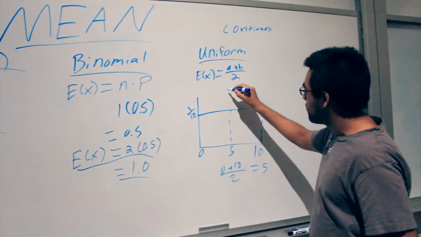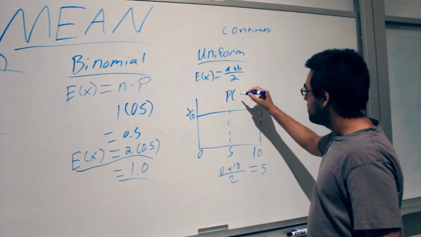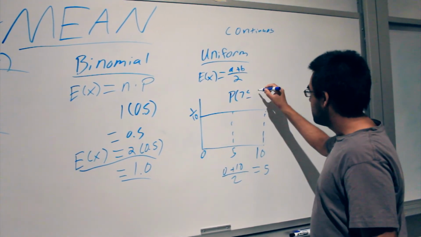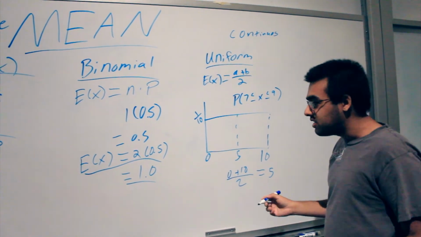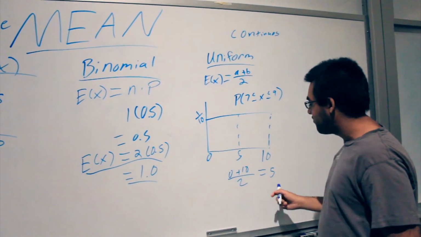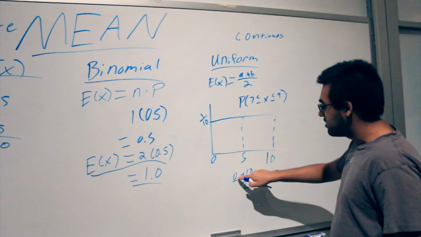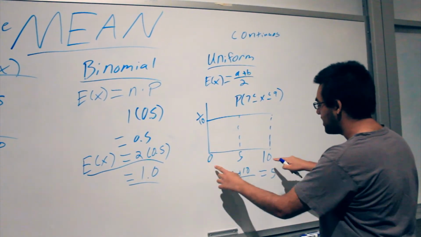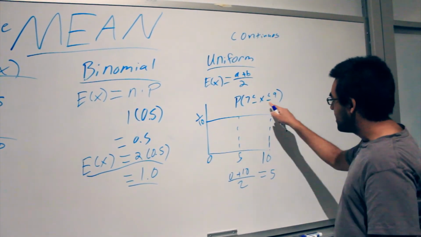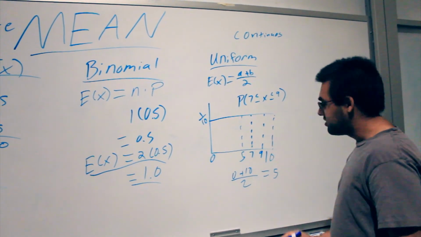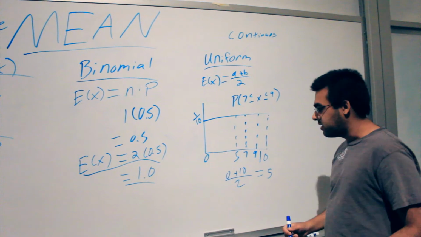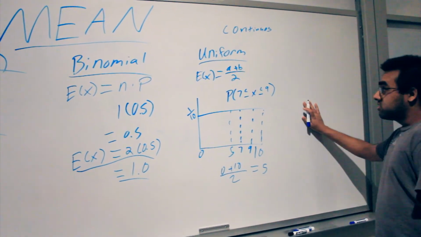So even when they ask you questions like, what is the probability 7 less than or equal to X less than or equal to 9, the mean is still going to be 5 because you're only caring about the 0 and the 10. The 0 represents A, the 10 represents B. The 7 and the 9, even if they draw it on the graph like this, does not have any effect on A or B. So let's go to the other one.